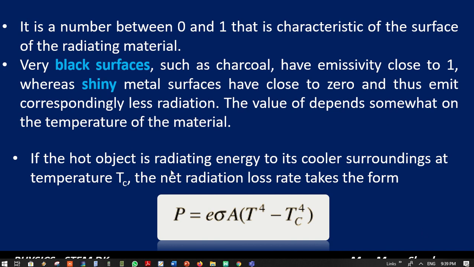If the hot object is radiating energy to another object or a cooler surrounding at temperature Tc, there is a difference between temperatures, so we will add a factor delta T, the difference between the temperature of the hot object minus the temperature of the cold surrounding. Okay.